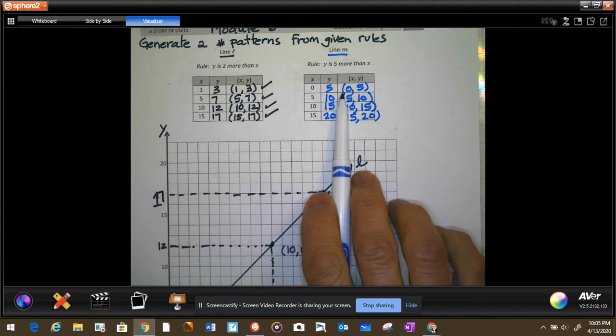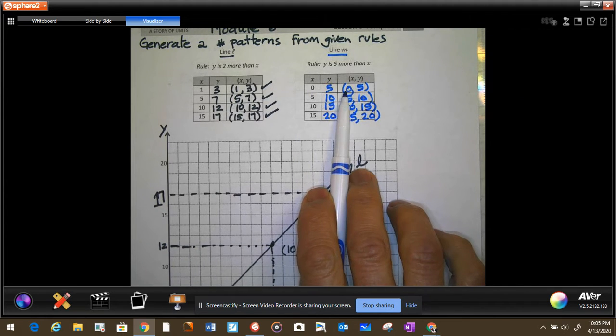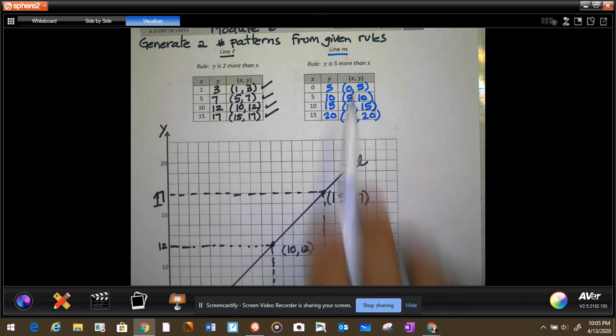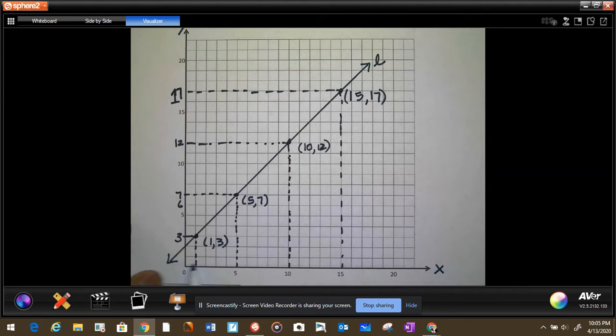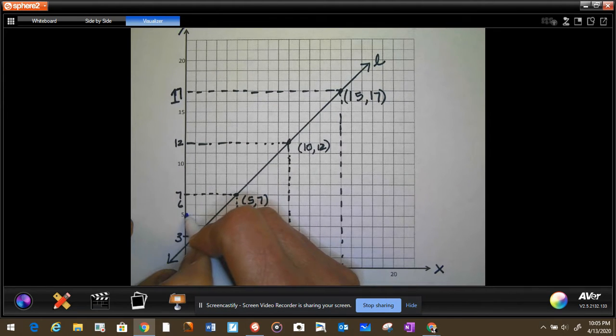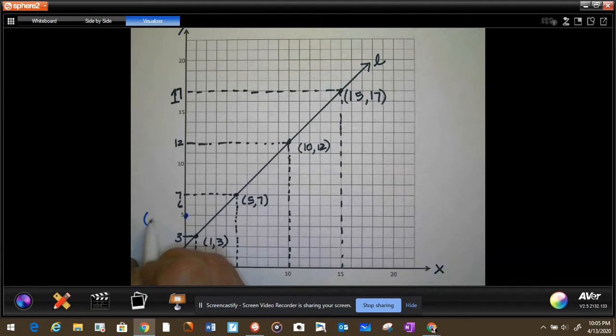So we're going to start with the first pair of coordinates, 0 and 5. So x is going to be 0 here. And for y, we're going to jump to 5. So that is where the first point is, and we're going to label it as the first set of coordinates.